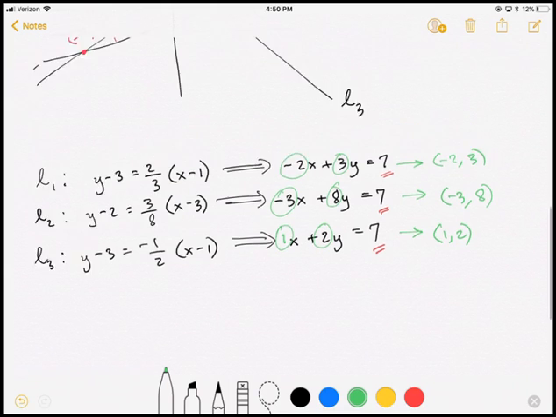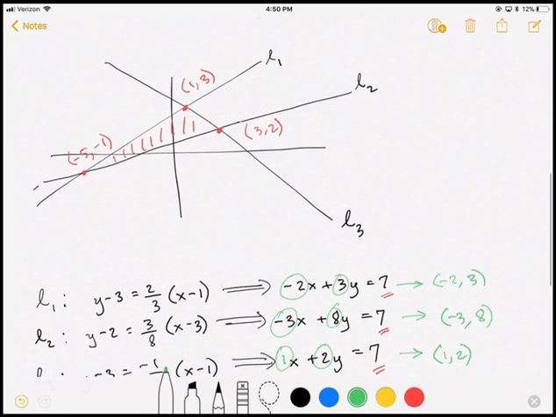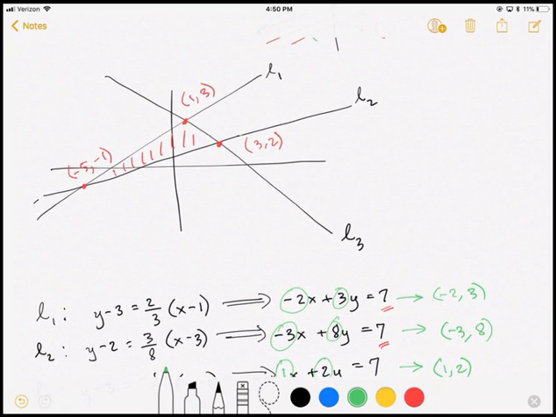Now we're going to go back to our picture. Recall that all the solutions in the feasible region satisfy the system of inequalities. So if I choose any point in the feasible region, it should satisfy the inequality for line 1, the inequality for line 2, and the inequality for line 3. That means that if I take any point in that feasible region, it should satisfy that line. And that should make sense to you.